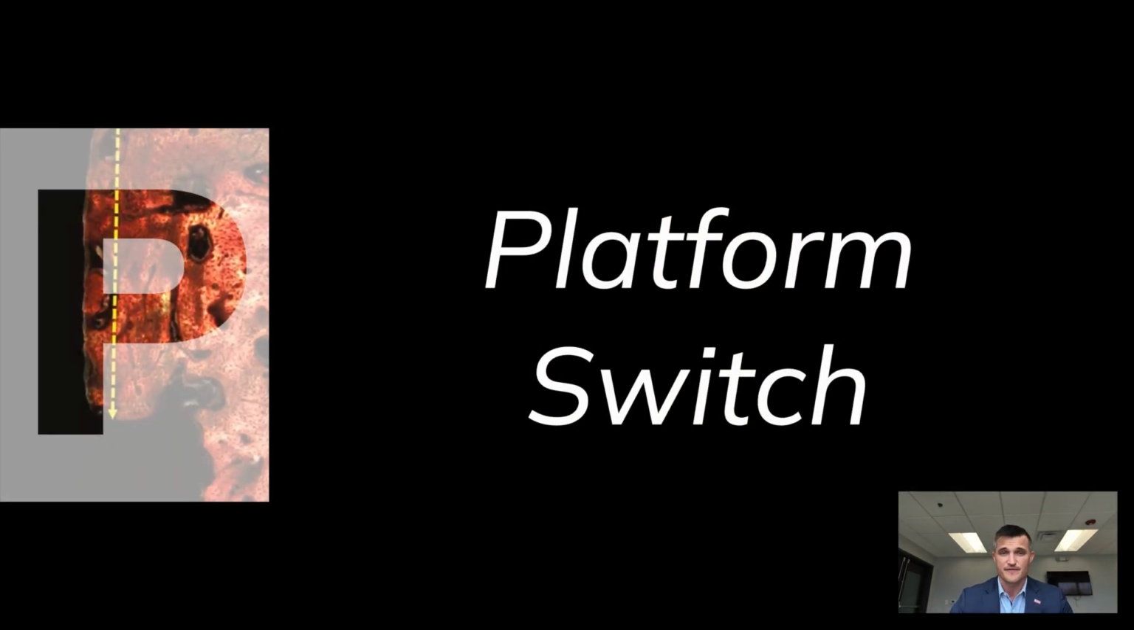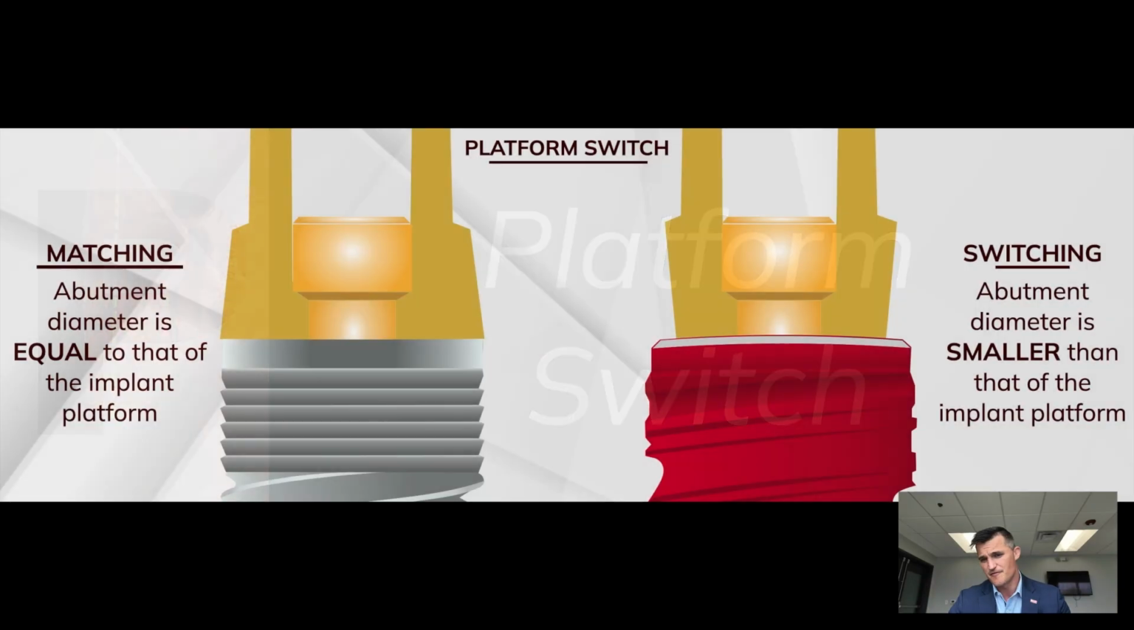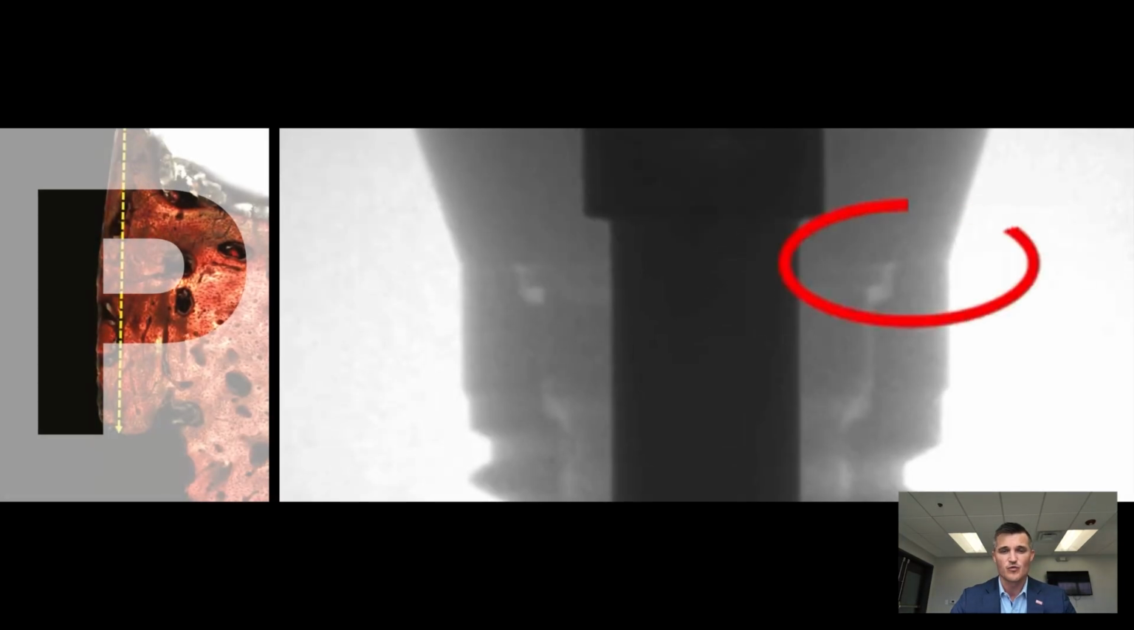P is for platform switch. We're going to be very brief on this because I think most of us are aware of the benefits of platform switching at this point. But in case you don't know what platform switching is, it's when you have an abutment whose diameter is more narrow than the platform of the implant. So the one on the right is a platform-switched implant. And when we look at why platform switching is helpful, it's because we move this micro motion of that superstructure inward, away from the crestal tissues.